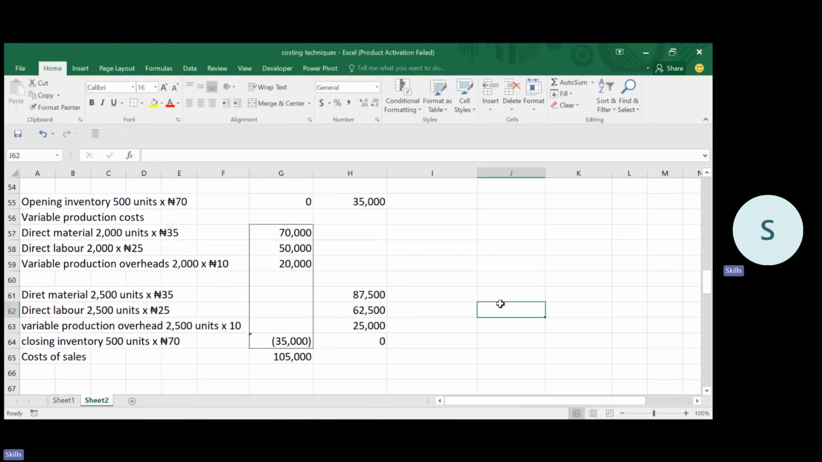Then for August, we have the total cost: 35,000 plus 87,500 plus 62,500 plus 25,000. That will give us 210,000. So this 210,000 is our cost of sales.